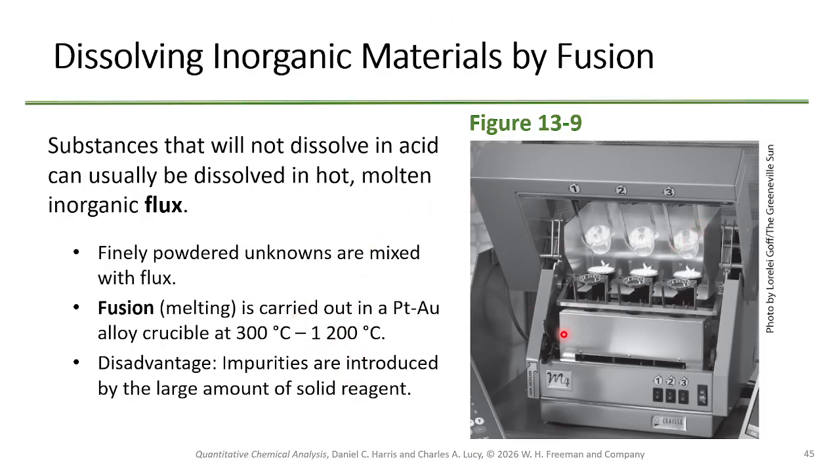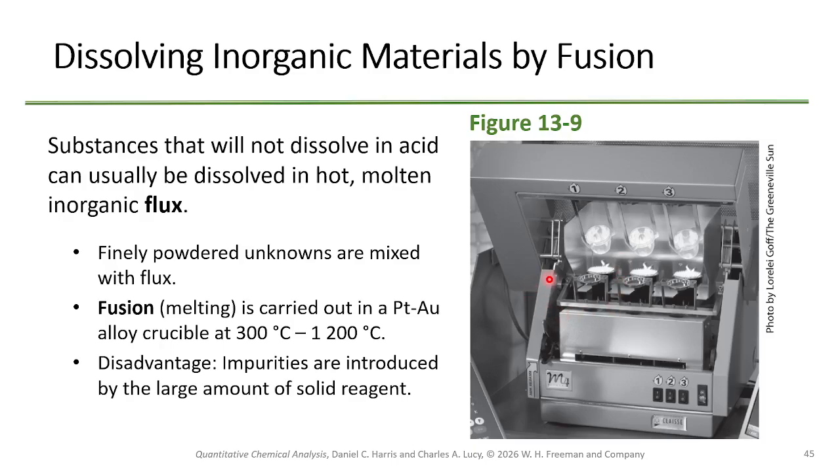Now, this right here is fusion. Substances that will not dissolve in acid can usually be dissolved in hot, molten, inorganic flux. And so finely powdered unknowns are going to be mixed with flux. Fusion, melting, is going to be carried out in a platinum-gold alloy crucible between 300 degrees Celsius and 1,200 degrees Celsius.